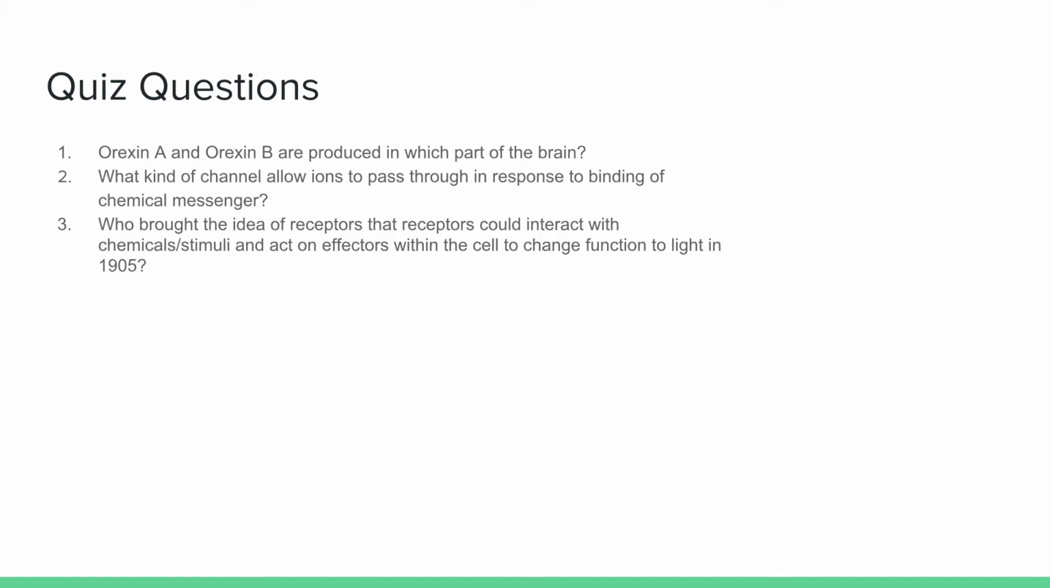Here are some examples of quiz questions. 1. Orexin A and orexin B are produced in which part of the brain? 2. What kind of channel allows ions to pass through in response to binding of chemical messenger? 3. Who brought the idea of receptors, that receptors could interact with chemicals, stimuli, and act on effectors within the cell to change function, to light in 1905?